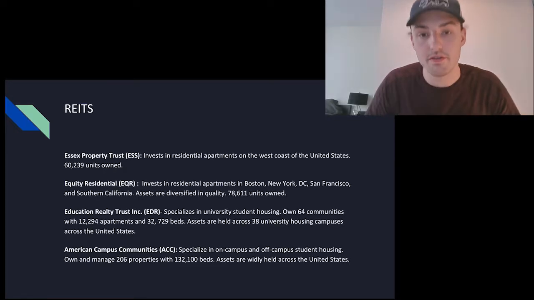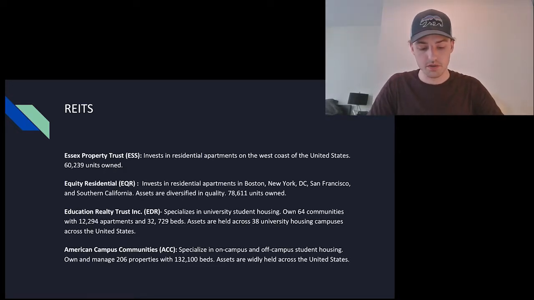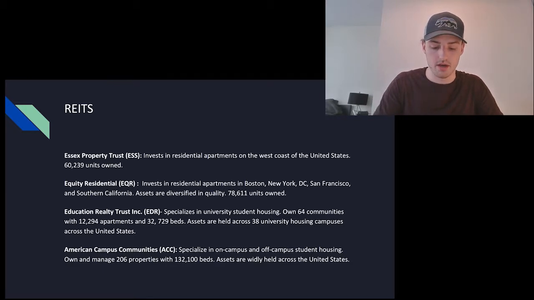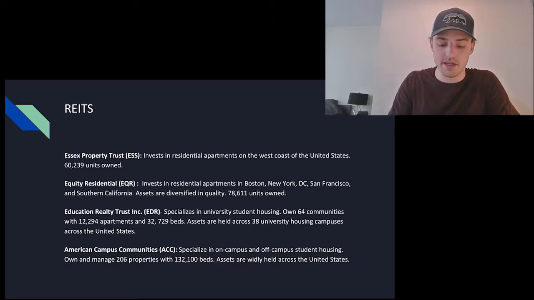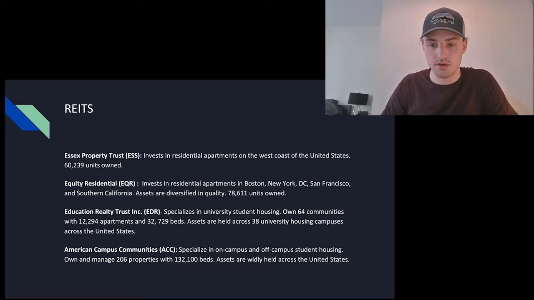So the REITs that I've chosen to analyze: the first one is Essex Property Trust, and they invest in residential apartments on the west coast of the United States. They own 60,239 units, and they're in a lot of very popular markets on the west coast of the United States. This is residential apartments, not student housing, but residential apartments.